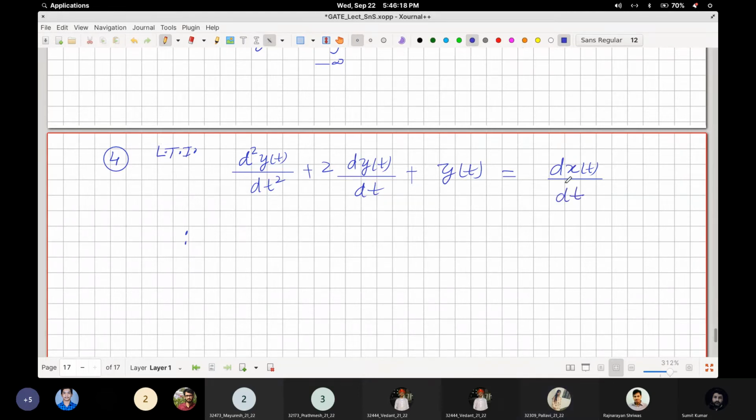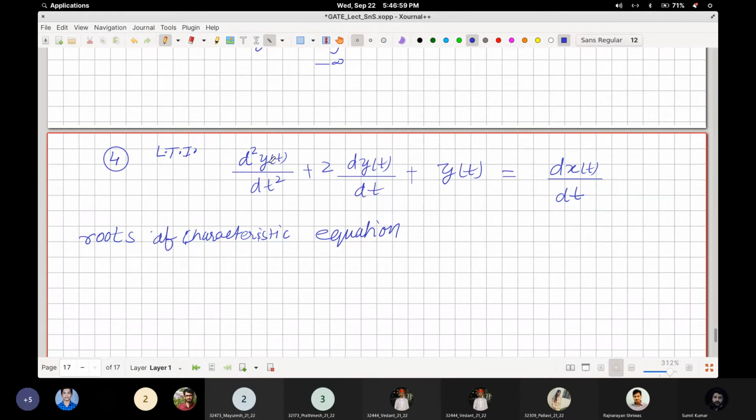And after that, once you verify that dx(t)/dt is less than dy(t)/dt, that is, the differentiation of x is less than that of y, then you have to see the characteristic equation. For a proper system, the differentiation of x(t) must be less than y(t). Then we will see the roots of the characteristic equation.